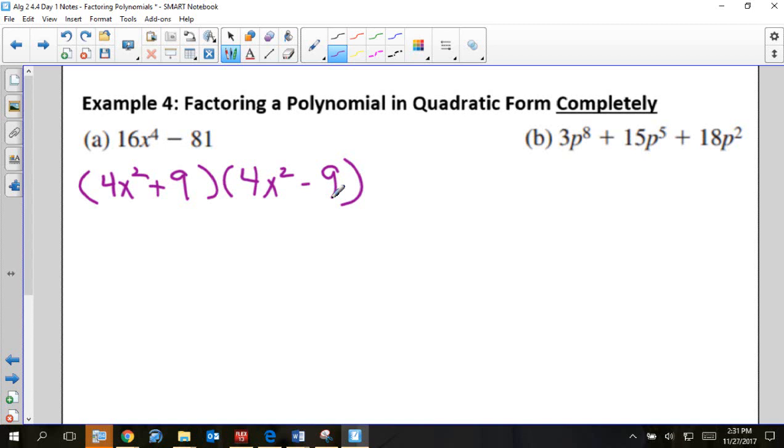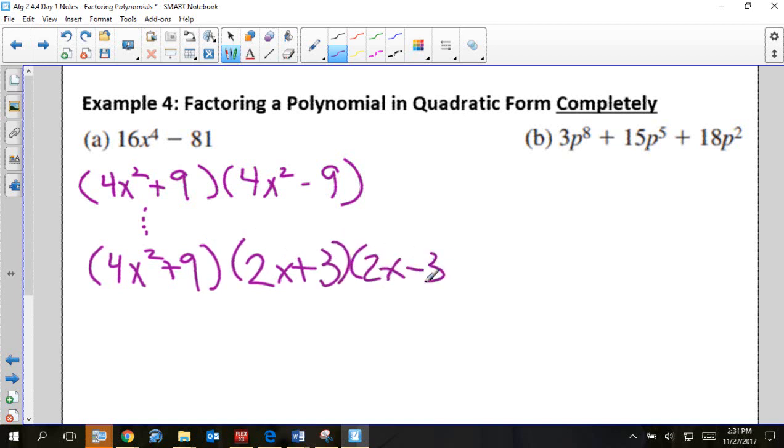Now I have a binomial, and it is a sum. My only choice for a sum with a binomial is sum of cubes. Is this cubes? No. So this I can't do anything with. Over here I have subtraction. I have a binomial. My only choices for subtraction with a binomial would be difference of squares or difference of cubes. This is not a cube, but it is squares. So this one goes further. We're going to bring down that one, 4x squared plus 9. This one becomes 2x plus 3 and 2x minus 3.